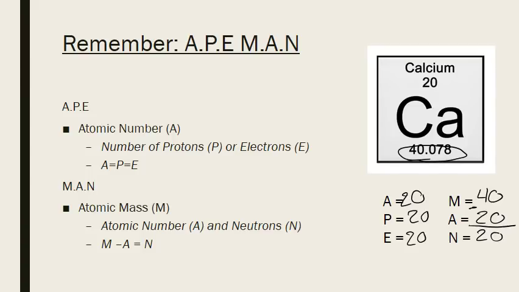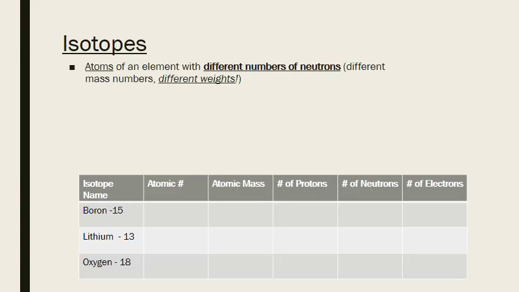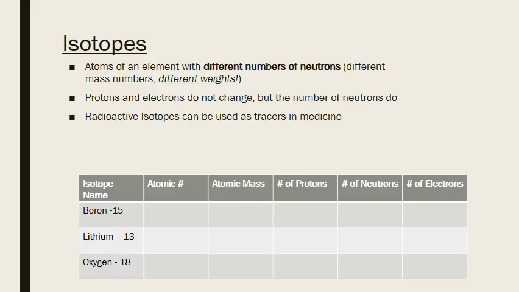So let's try to do things a little bit differently. This is just the normal everyday calculation, but the first thing we're going to look at here are isotopes. Now an isotope, these are atoms of an element with a different number of neutrons, so it has a different mass number or different weight, or atomic mass. So the protons and electrons will not change, but the number of neutrons do, changing once again the atomic mass. Radioactive isotopes have a wide variety of different uses and are often used as tracers in medicine, which we'll talk about slightly on the next page.